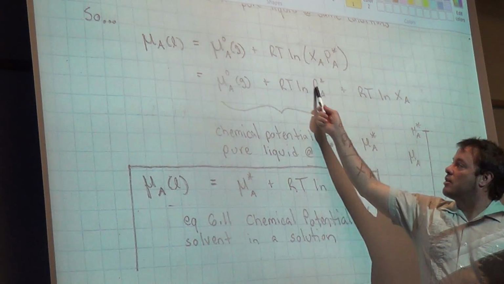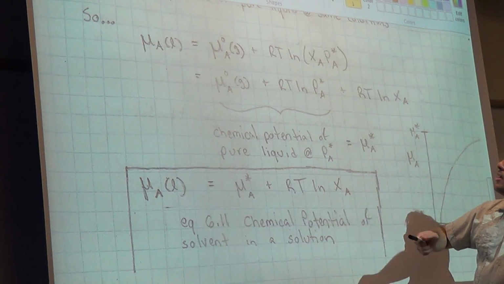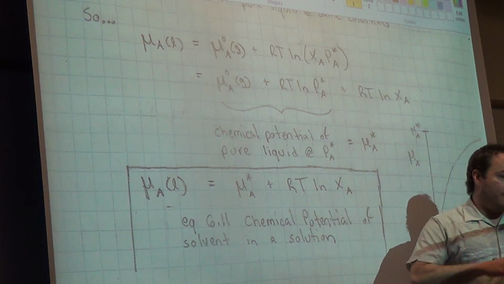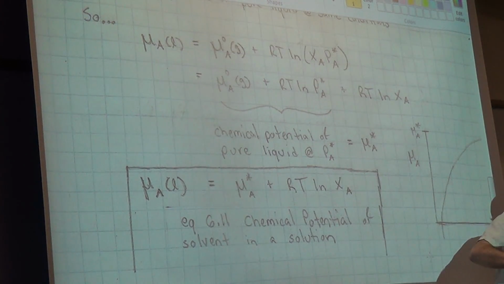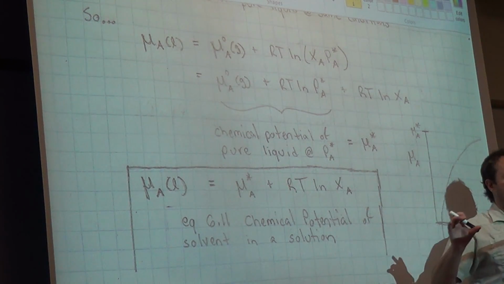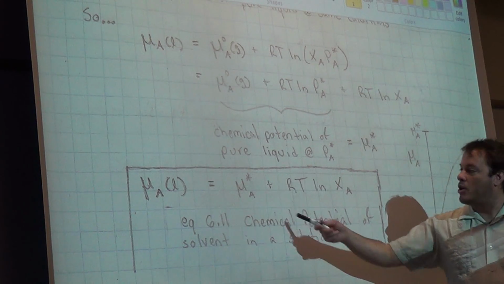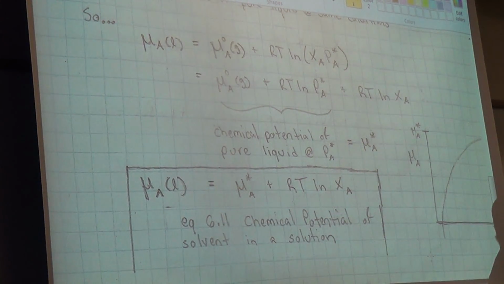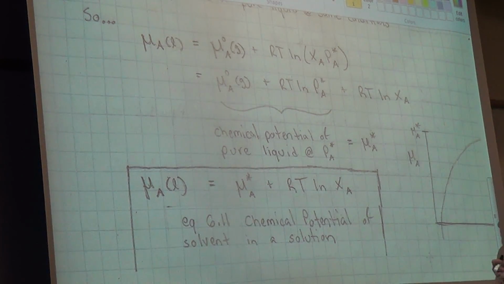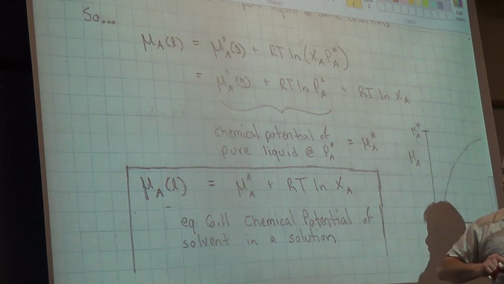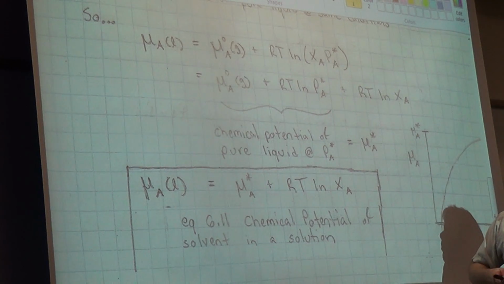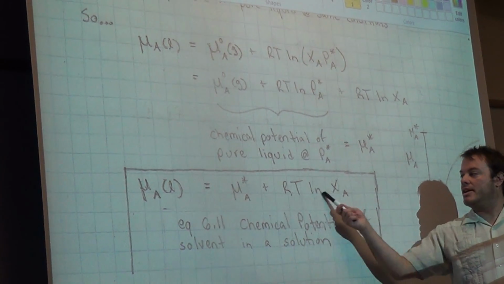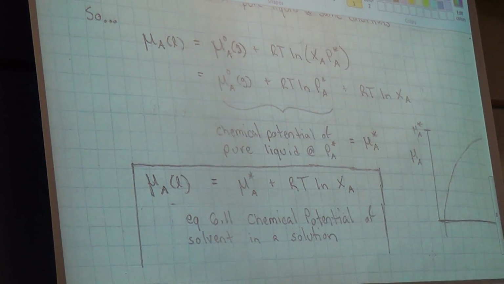And we can group this into one term that is the chemical potential of the species not in solution at the observed pressure, at the pressure that we're at. We call that mu A star. So this is the standard chemical potential of the pure solution at whatever our pressure is, some pressure other than 1 atmosphere, other than standard pressure, plus RT times the natural log of XA.